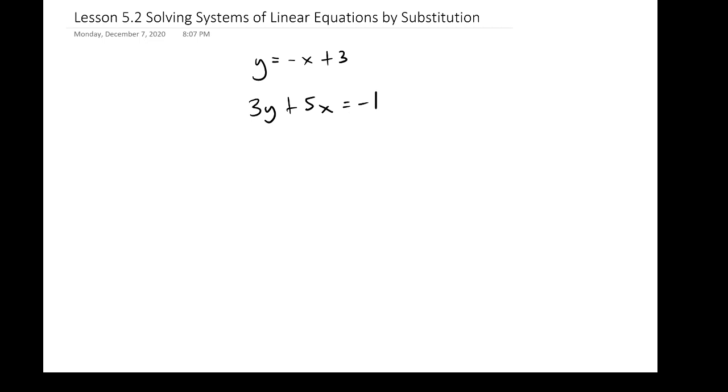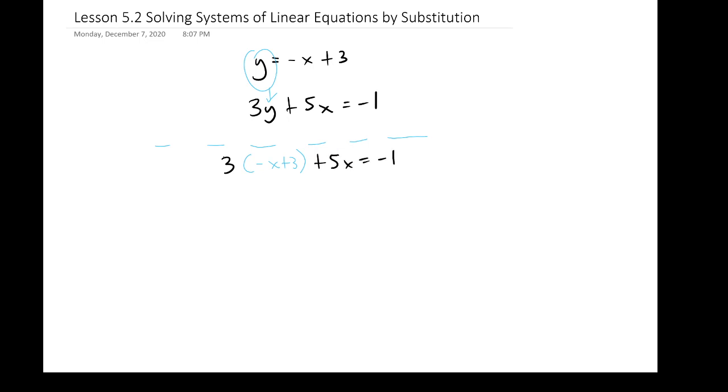What's great is here, this top equation is already solved for y. So what we can do is where we have y in the other equation, we can actually insert what this is equal to, which is negative x plus 3. Watch. Instead of 3y plus 5x equals negative 1, we have 3, and what y really is now is going to be negative x plus 3, plus 5x equal to negative 1.